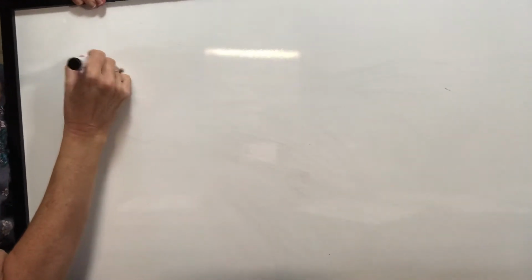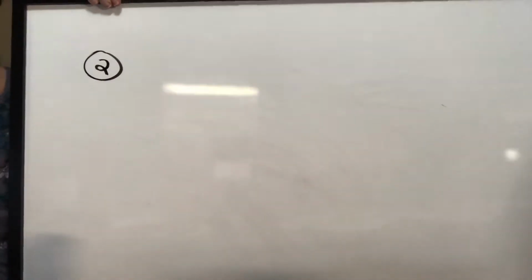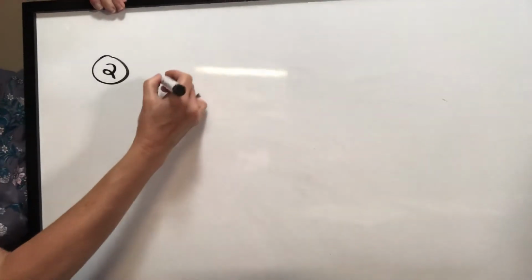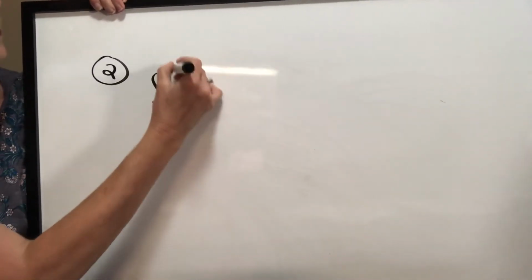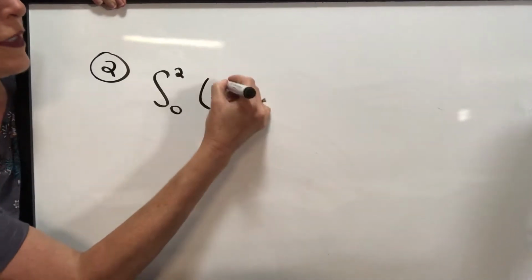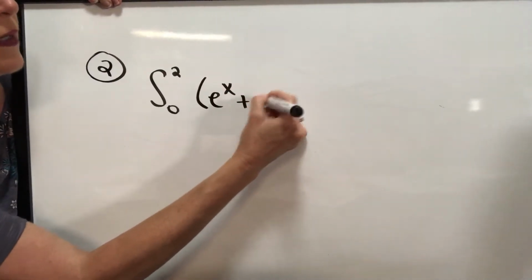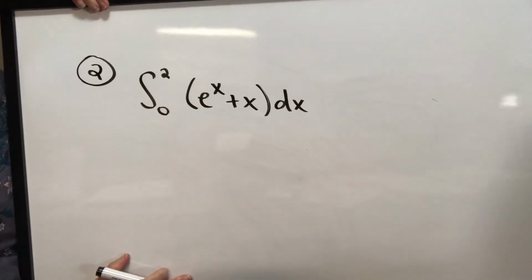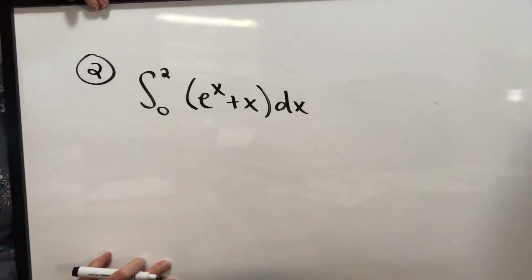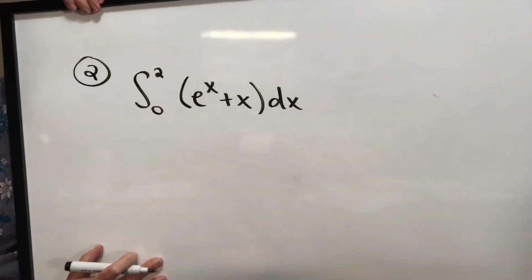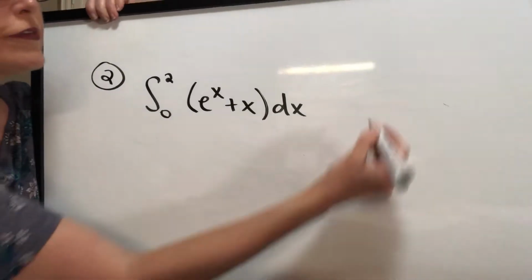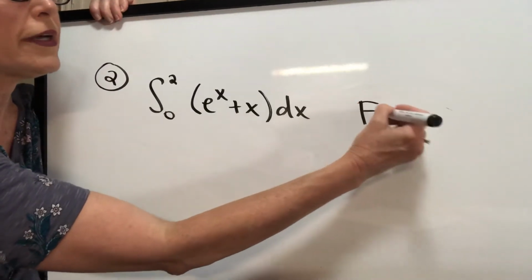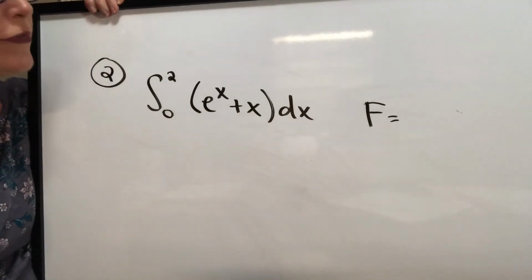All right, so number 2. Number 2 says we're going to be evaluating an integral from 0 to 2 of e to the x plus x dx. Okay, so we are going to first need to find the antiderivative. So just do that over to the side. Capital F represents the antiderivative.